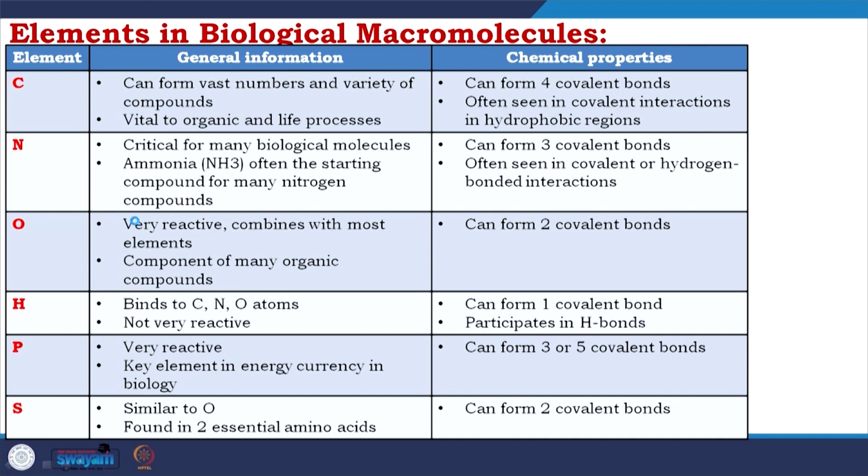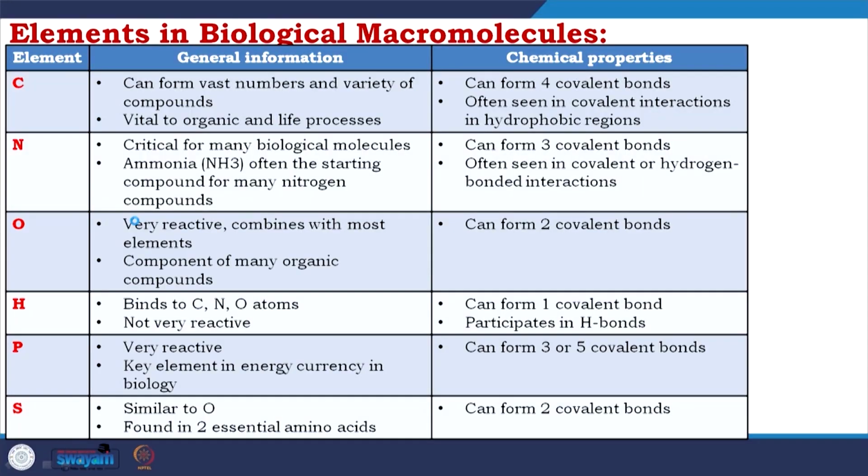Nitrogen, critical for many biological molecules. Ammonia, often the starting compound for many nitrogen compounds, can form 3 covalent bonds, often seen in covalent or hydrogen bonded interaction. Oxygen, very reactive, combines with most elements, component of many organic compounds, can form 2 covalent bonds. Hydrogen binds to carbon, nitrogen, oxygen atoms, not very reactive, can form 1 covalent bond, participates in hydrogen bonds, which is extremely critical in biology especially.